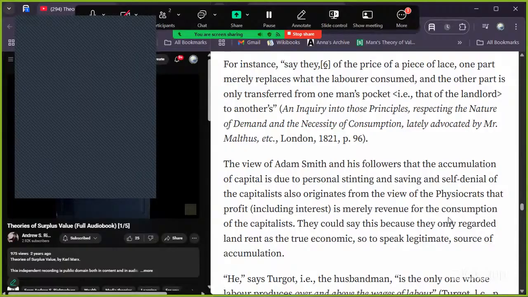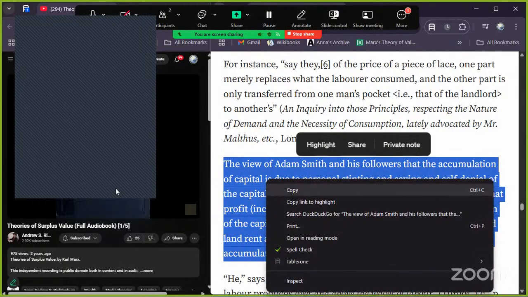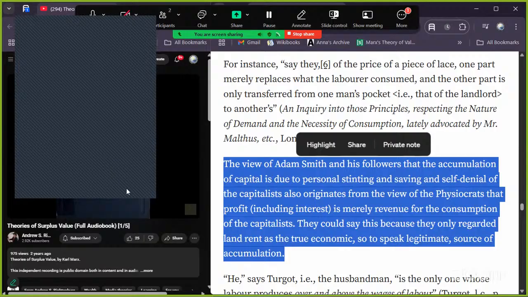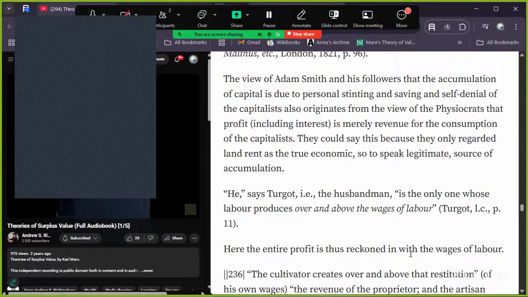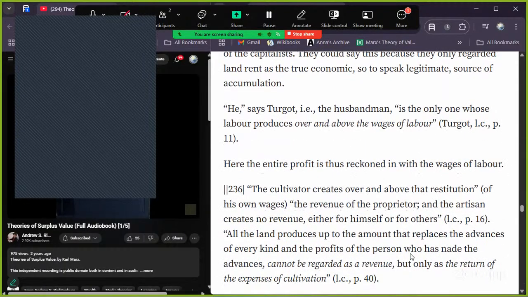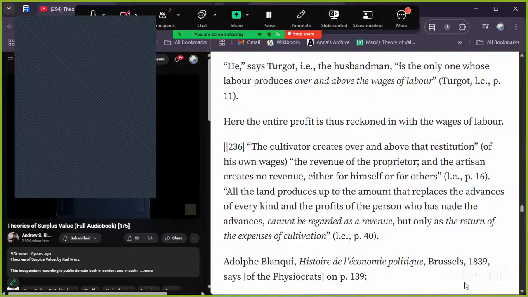The view of Adam Smith and his followers that the accumulation of capital is due to personal stinting and saving and self-denial of the capitalists also originates from the view of the physiocrats that profit, including interest, is merely revenue for the consumption of the capitalists. They could say this because they only regarded land rent as the true economic, so to speak legitimate, source of accumulation. Says Turgot, quote, "The husbandman is the only one whose labor produces over and above the wages of labor." End quote. Here, the entire profit is thus reckoned in with the wages of labor.